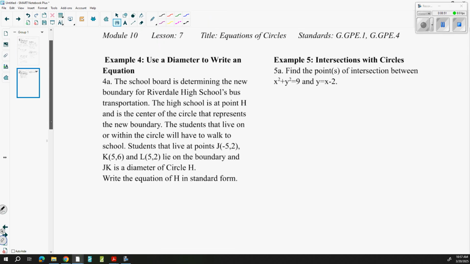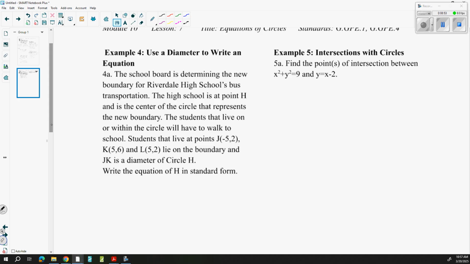All right, and example 4, we're going to use the diameter to write an equation. So we got a word problem here. The school board has determined the new boundary for Riverdale High School's bus transportation. The high school is the point H. It is the center of the circle that represents the new boundary. The students that live on or within the circle will have to walk to school. Students that live at points J (-5, 2), K (5, 6), and L (5, 2) lie on the boundary, and JK is a diameter of circle H. We're going to write the equation of H in standard form.